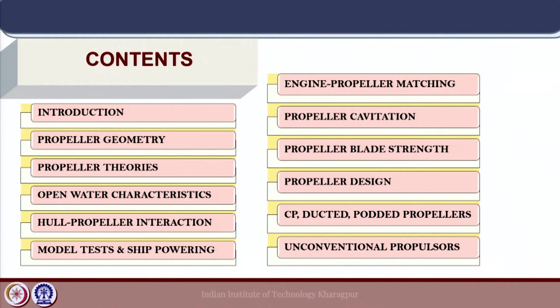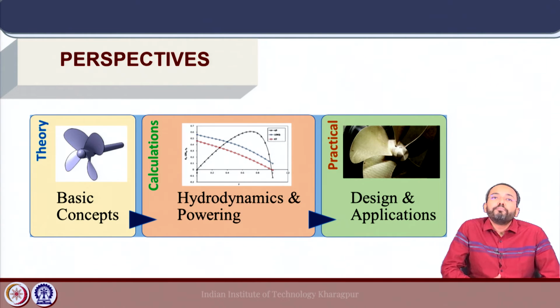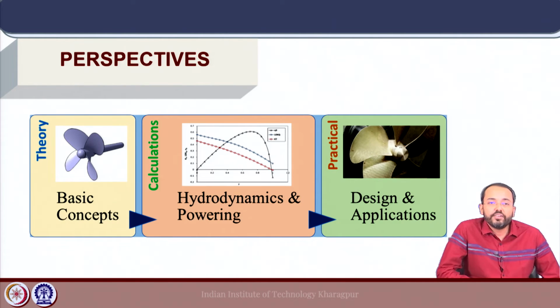And finally, we will discuss other propulsion types like controllable pitch propellers, ducted and podded propellers, and some unconventional propulsors like water jets, foils, etc., and thrust augmentation devices, for example energy saving devices which can improve the propulsion performance of marine vessels.